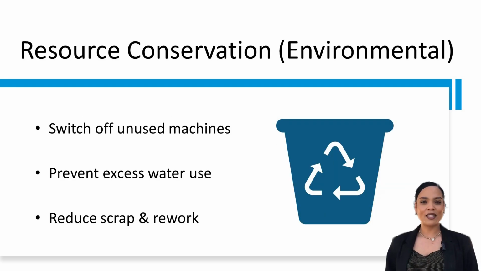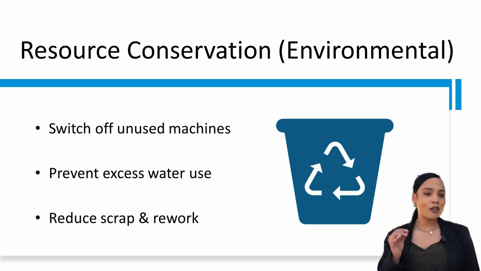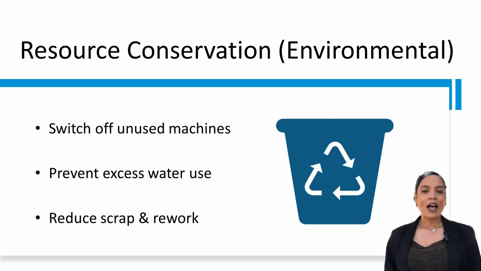Saving resources supports sustainability and reduces costs. Examples include 1. Switching off unused machinery, 2. Fixing air leaks, 3. Preventing excess water flow, 4. Reducing scrap and rework. Environmental controls are important, but so is protecting worker health. This brings us to occupational hygiene.